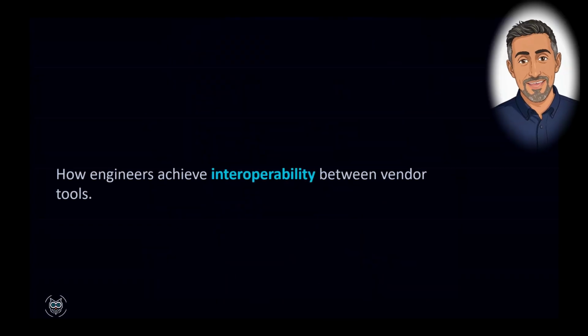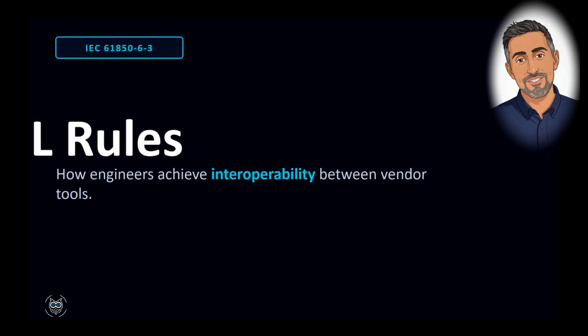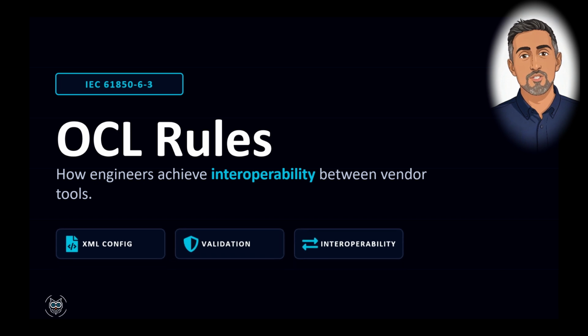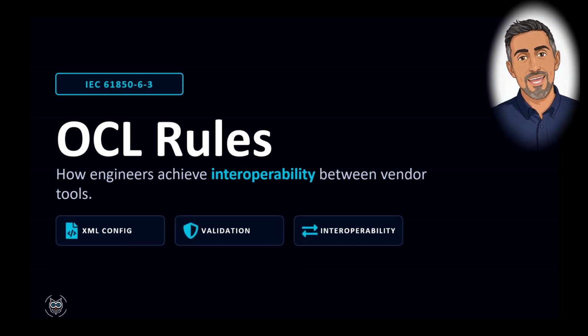IEC 61856-3 specifies the format for creating Object Constraint Language Rules, OCL Rules. These are rules to validate the XML-based configuration files used in IEC 61850.